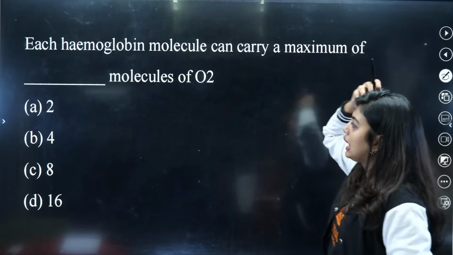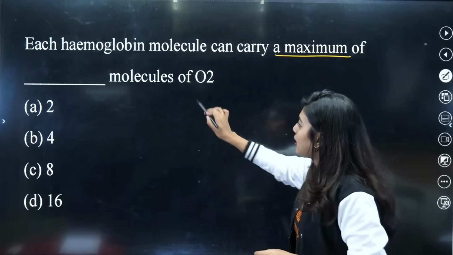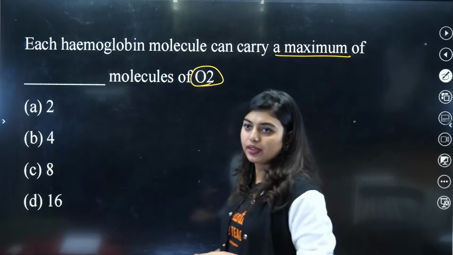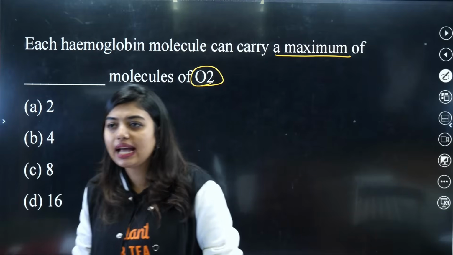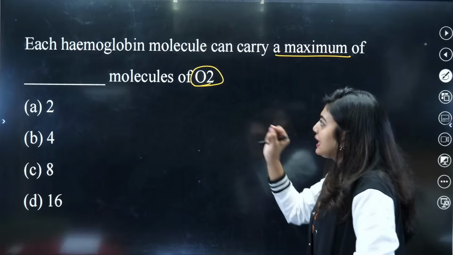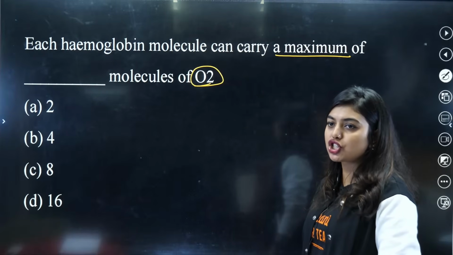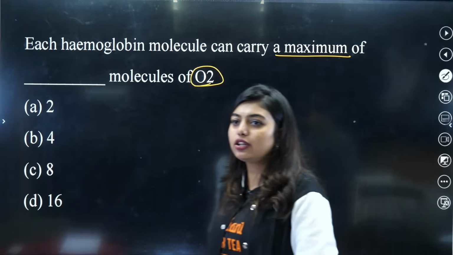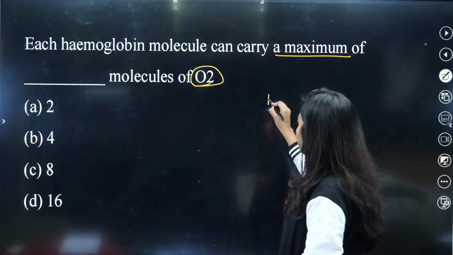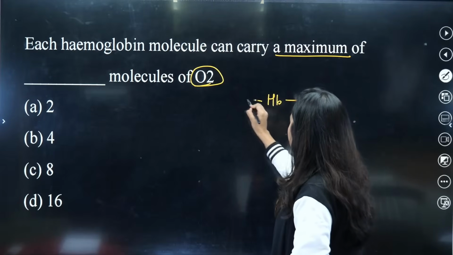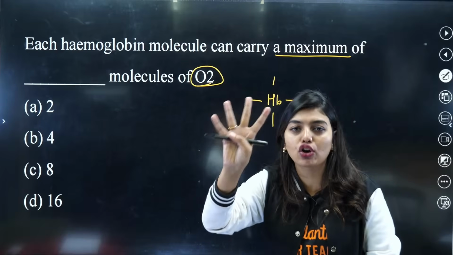Last question. Each hemoglobin molecule can carry a maximum of how many molecules of oxygen? Very good. The answer is, if you know the hemoglobin structure, you don't know right now, it will be too much for you to learn. Always know hemoglobin can carry 4 oxygens.